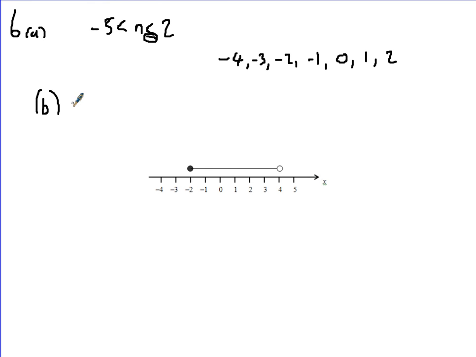Part B then, an inequality in x, so x is what it's looking for. It's including 2 but not including 4. So x, I always put these two down first, so the values that I'm interested in, so minus 2 and then 4, and then I also put equal to here because the dot is coloured in, so it's equal to on that side.